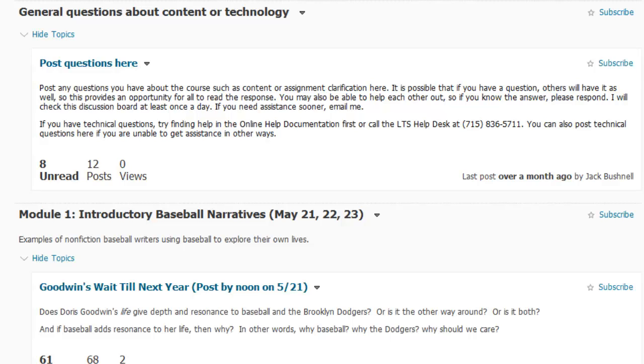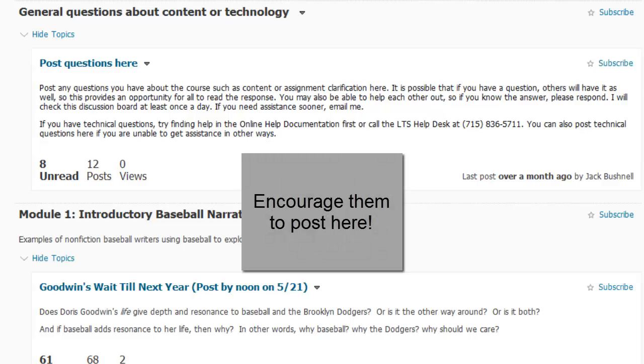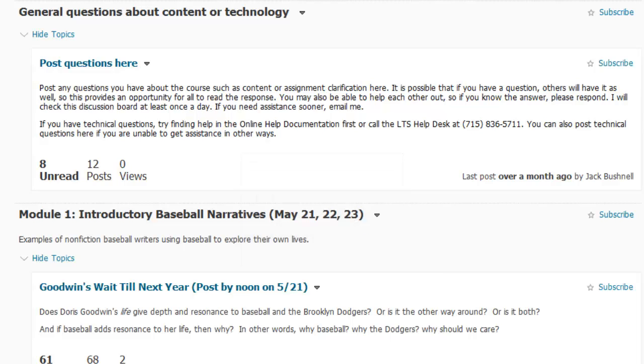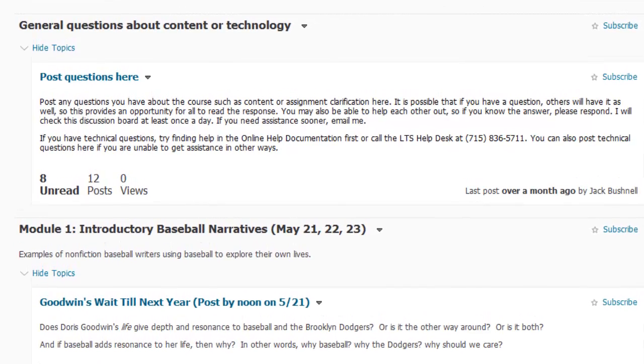This type of discussion is recommended to avoid excessive email with you because they can all see each other's questions. So if they have the same questions, they can come here and see that other people have already asked it and what the answer is. And then if they have questions about personal matters or grading, then they can email you individually.